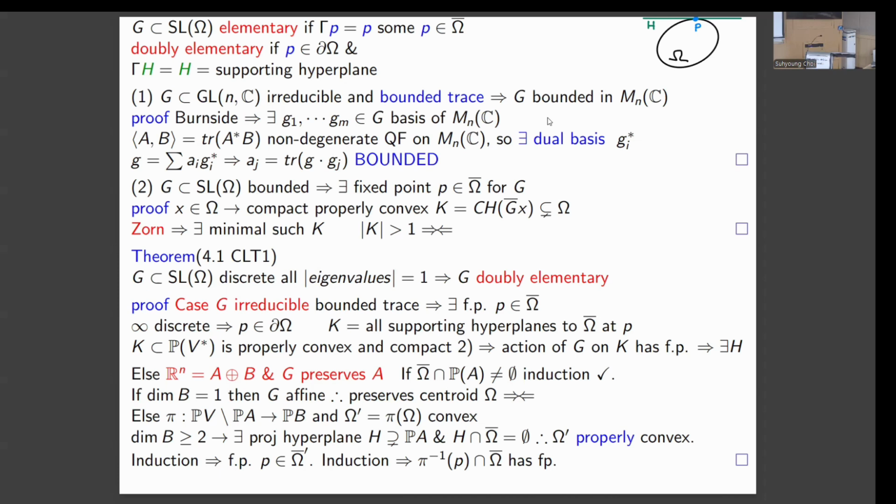Now, take that fixed point in the boundary and think about all the supporting hyperplanes at that point. If it's strict, there might be a unique supporting hyperplane, and then, of course, that hyperplane will be mapped to itself. In general, the set of hyperplanes isn't unique, but the set of hyperplanes is actually a compact convex set in a projective space of one dimension lower. The set of hyperplanes is a properly convex set that's compact and one dimension lower. And so this lemma then tells you that the action of the group on this set of hyperplanes has a fixed point. And so that gives you the invariant hyperplane.